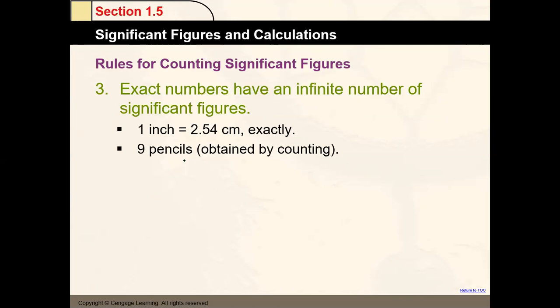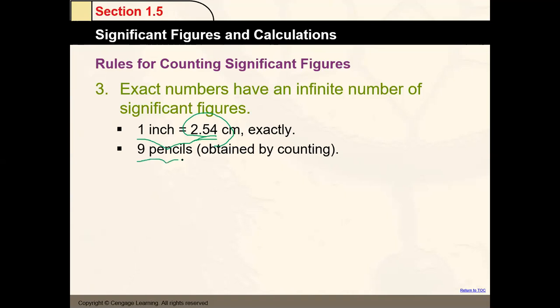Exact numbers is a different story. Remember that before we were using conversion factors to go from milligrams to grams. Those are exact numbers. Those exact numbers don't have significant figures. They have an infinite number of significant figures. So in this case, 1 inch is equal to 2.54 centimeters. Would you say that this one has three sig figs in the context of this conversion or equivalency? No, they don't have sig figs. They have an infinite number of sig figs.